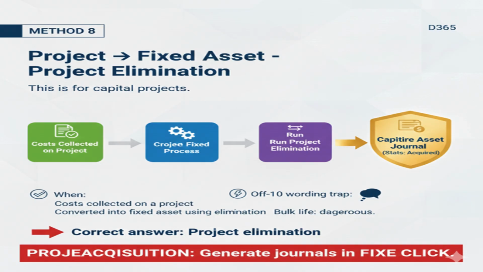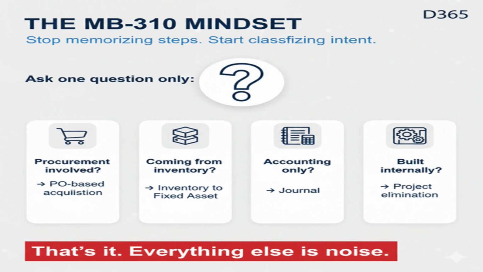Method 8, project to fixed asset, project elimination. This is for capital projects. Costs collected on a project are converted into a fixed asset using elimination. MB-310 wording trap: capitalize project costs into a fixed asset. Correct answer? Project elimination.